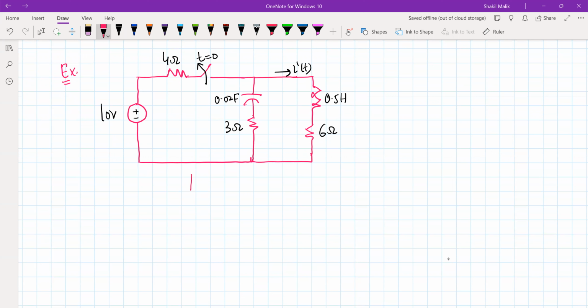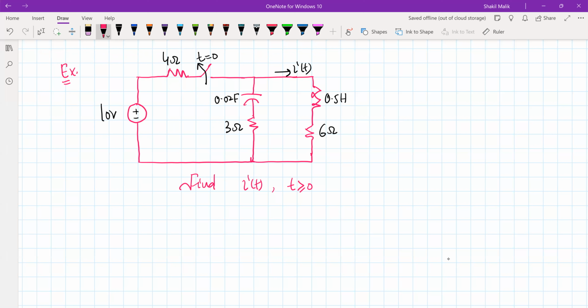So the problem is to find i of t for t greater or equal to 0. That's what we have to do, right? And the method that we are going to follow is the Laplace transform approach. As you can see, this is a second order circuit because it contains both a capacitor as well as an inductor. So this is an example of a second order circuit, and we'll use the Laplace transform.